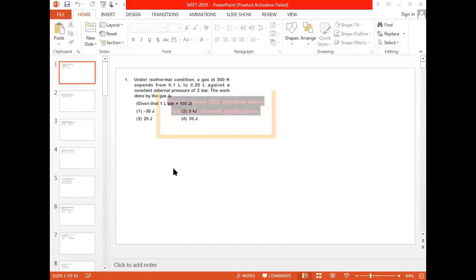In an isothermal condition, a gas at 300 Kelvin expands from 0.1 liter to 0.25 liter against a constant external pressure of 2 bar. The work done by the gas is? What formula can we use here? P delta V. Very good. That is W is equal to minus P delta V.